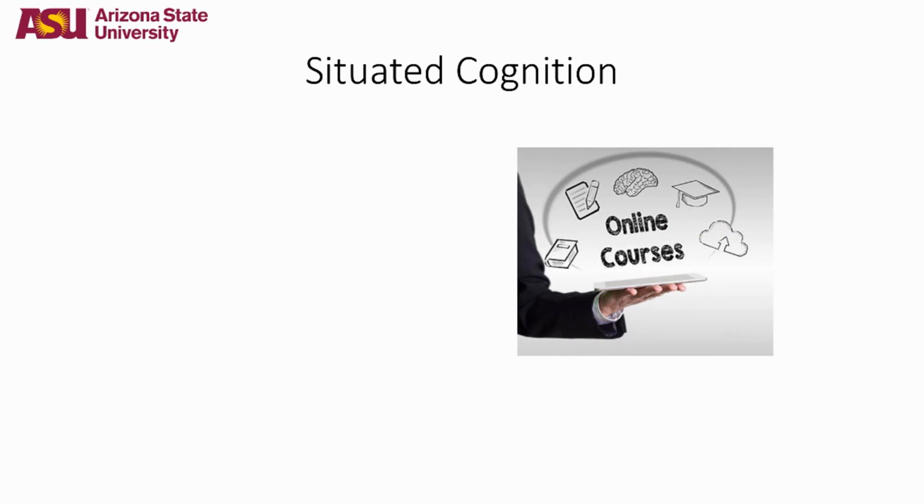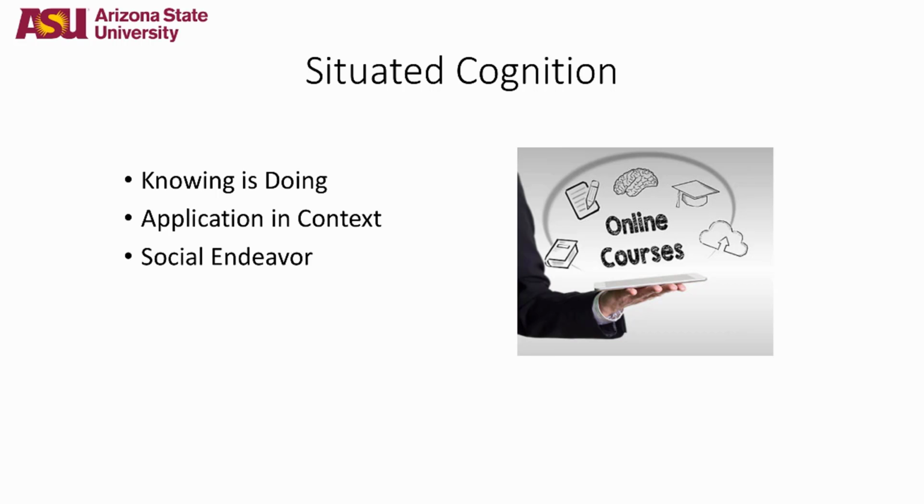The situated cognition theory first came into being in 1989, but its principles are still just as applicable today. Essentially, the theory is based on the concept that you cannot separate knowing from doing. It also stresses how important it is for people to apply the things they learn within a clear context. It stipulates that learning is a social endeavor that gives people the opportunity to expand their knowledge through discussions and group problem-solving tasks.